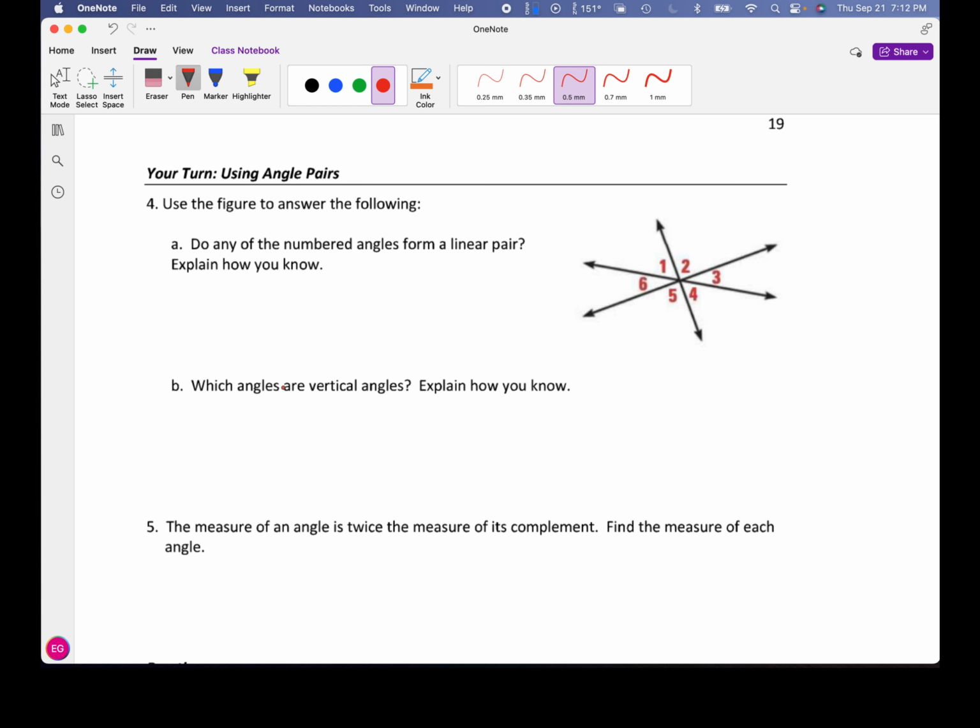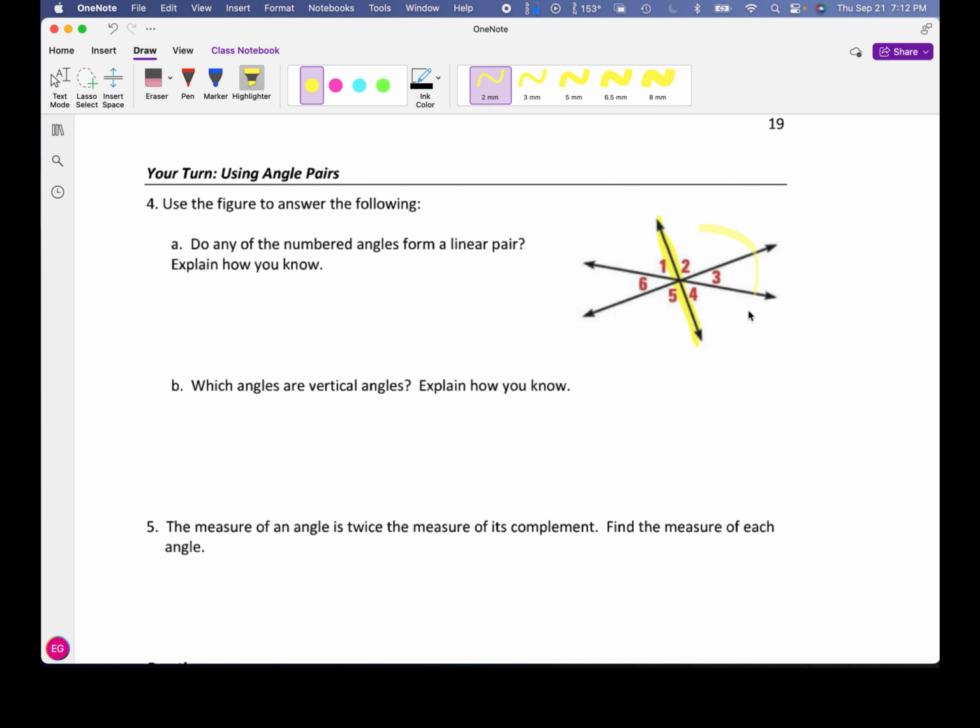Do any of the numbered angles form a linear pair? So that's the key word there, pair. So what I'm going to do is kind of follow each line. So if I do this line right here and I look above it, that would be angles 6, 1, and 2. So that's 3 angles that can't be a pair. Underneath it, we have 3, 4, and 5. Again, 3 angles that can't work. So next, I'll look at this one. So that's going to have 1, 2, and 3 above it. That's not going to be a pair. Down below, 4, 5, 6, not going to be a pair. And the last one would be this one.